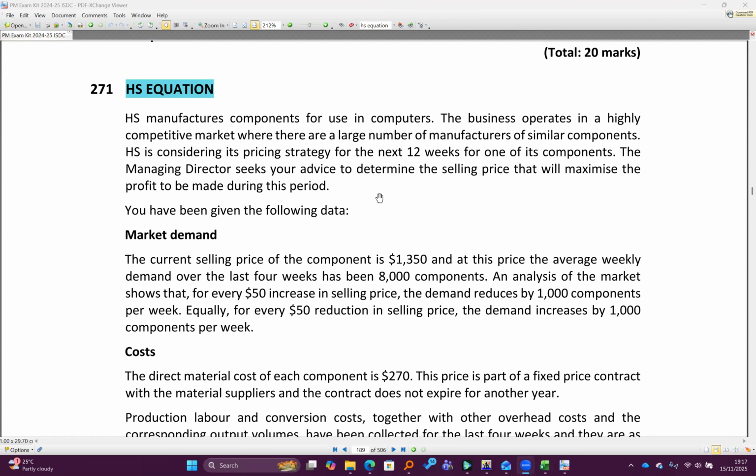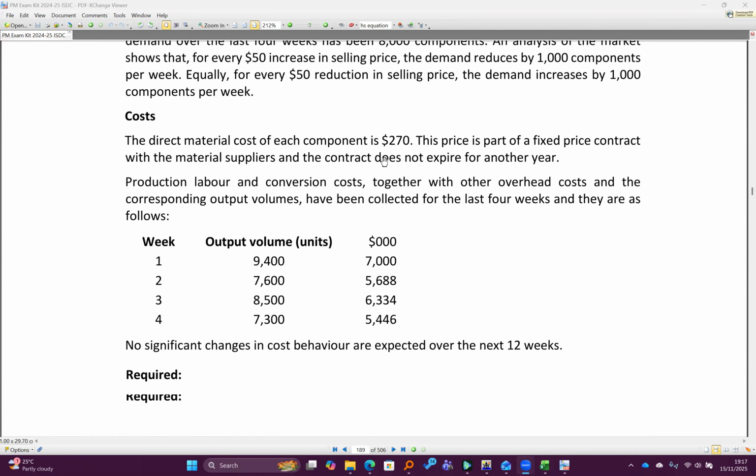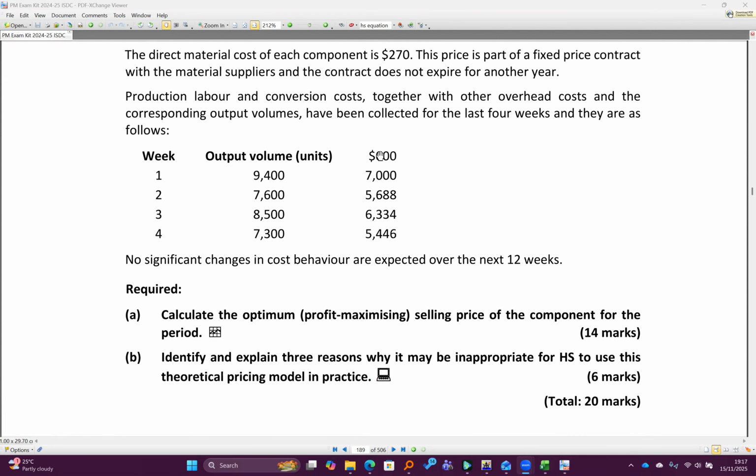All right, so today we are going to look at this question called HS equation. As you recall, this is part of those questions that have to do with decision making, and there are all sorts of different decisions that you can find here. So let's first find out what this is asking for us to do.